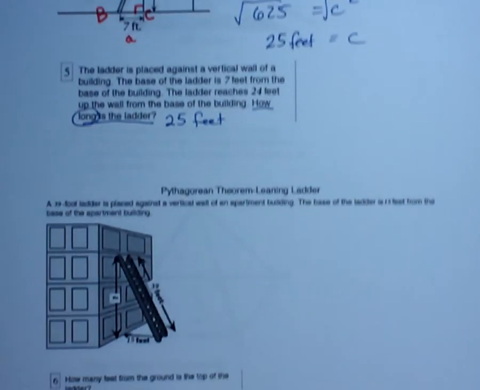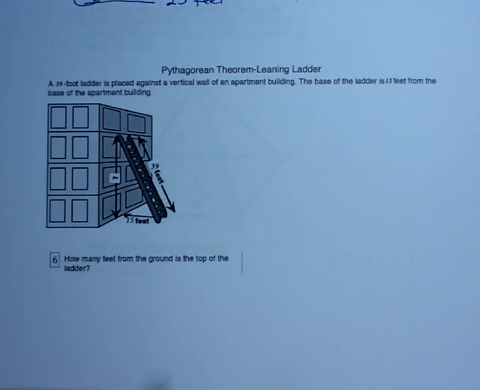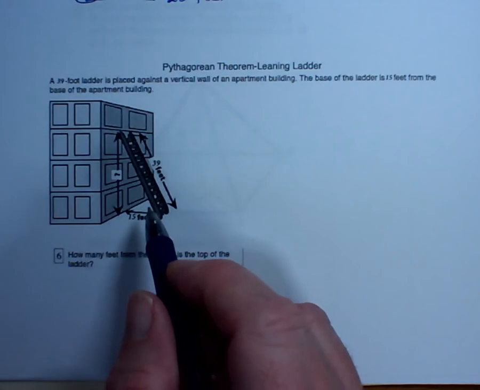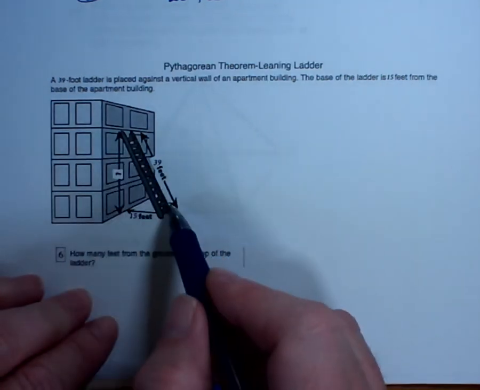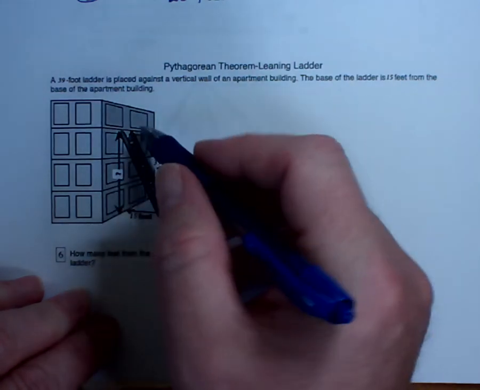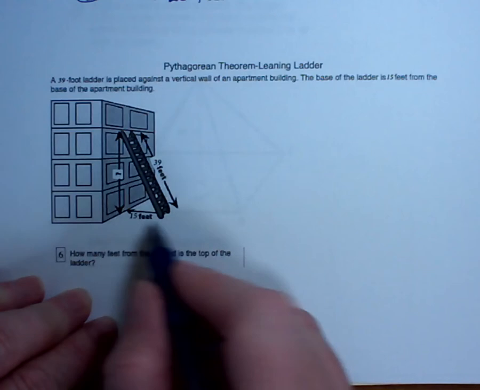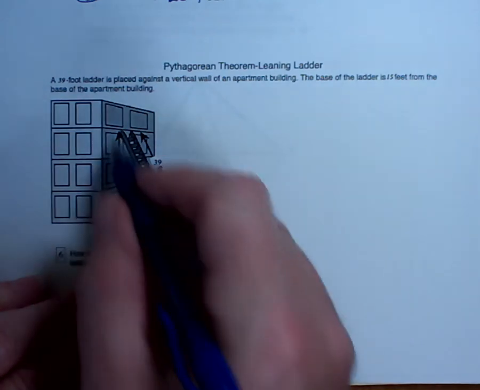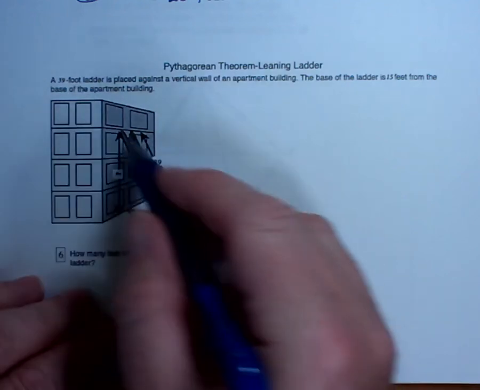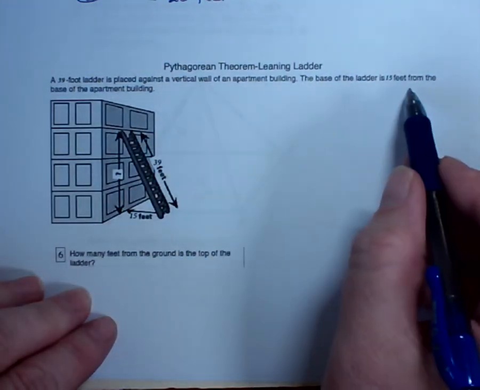Problem 6. Pythagorean Theorem, leaning ladder. Okay, we have the same thing, but if you look at the drawing, now you're given the length of the ladder and the distance from the building. This would be more of a real life situation. It's more likely that you know how long the ladder is and how far away it is from the building than you do how high up on the wall it's placed. Does that make sense? So this big old long 39-foot ladder is placed against the vertical wall, and the base of the ladder is 15 feet.